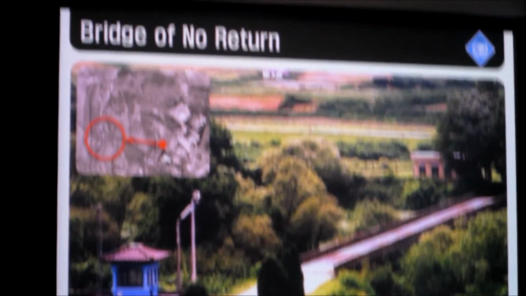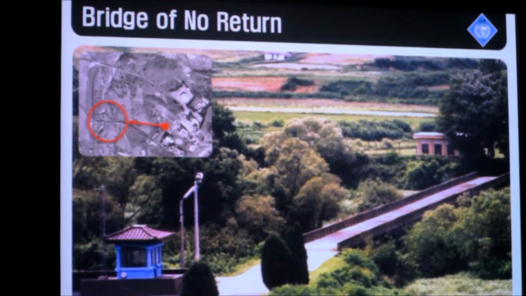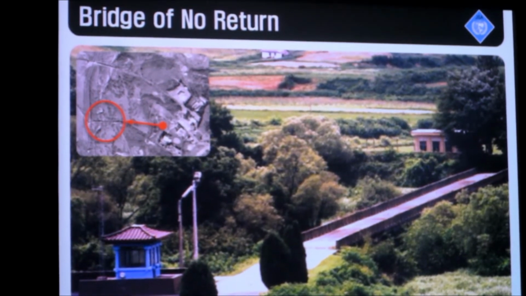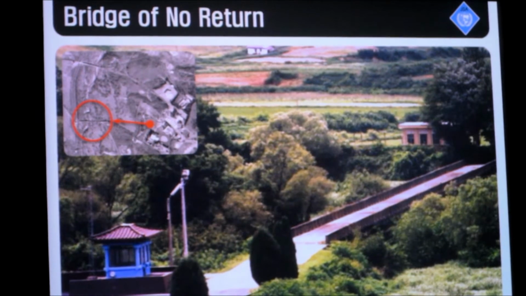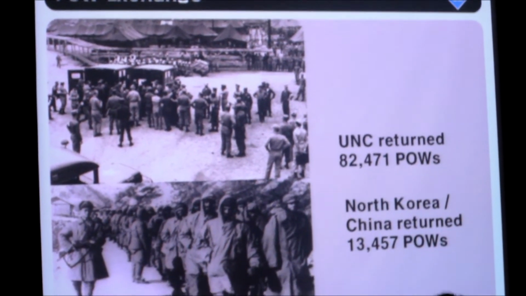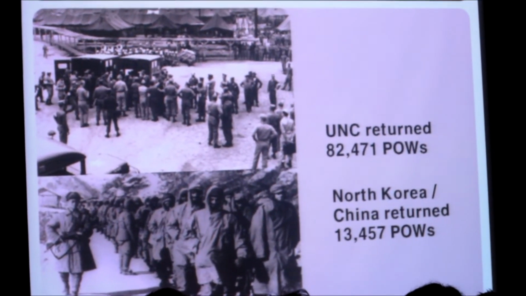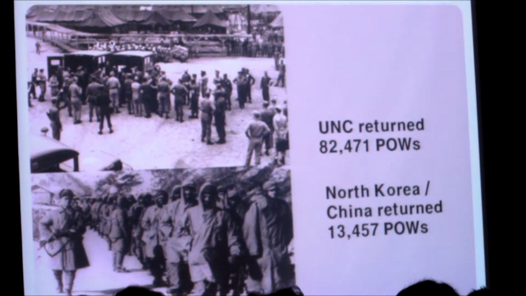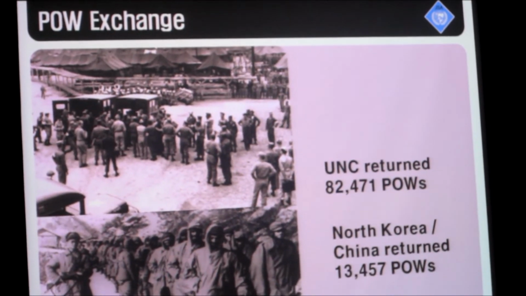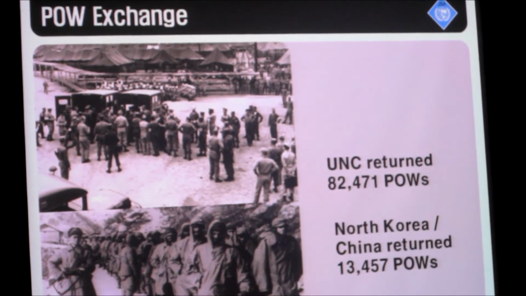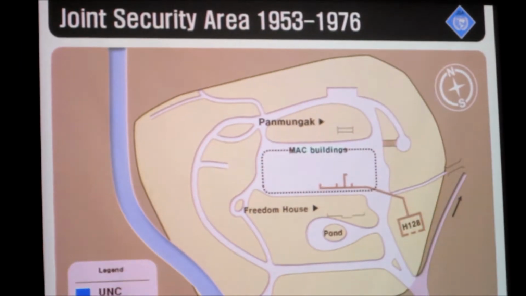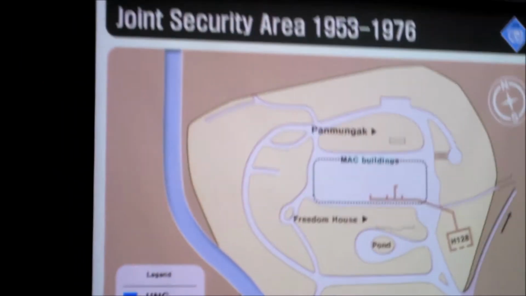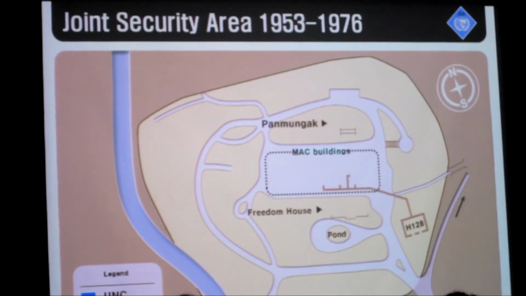Also visible from Checkpoint 3 is the Bridge of No Return. Now, it obtained its name near the end of the Korean War when Operation Big Switch and Operation Little Switch were conducted. The United Nations Command returned over 80,000 prisoners of war, while North Korea and China returned approximately 13,000. These prisoners were lined up on either side of the bridge and were given the opportunity to cross into the country of their choice. However, once they crossed, they could never return, hence the name. The Bridge of No Return lies on the southern boundary of the DMZ, of the Joint Security Area.